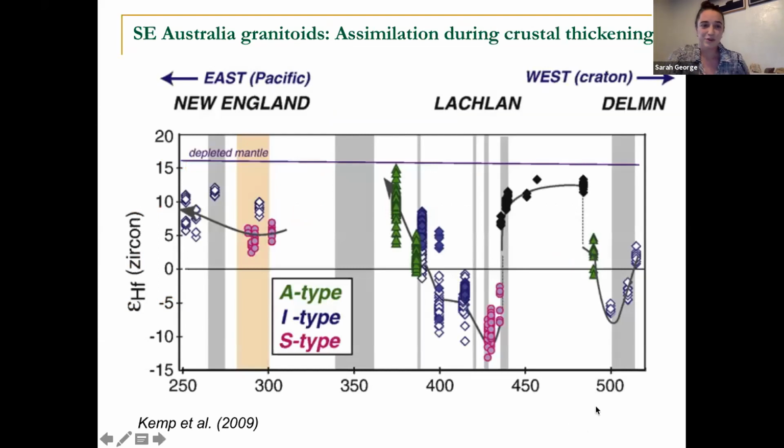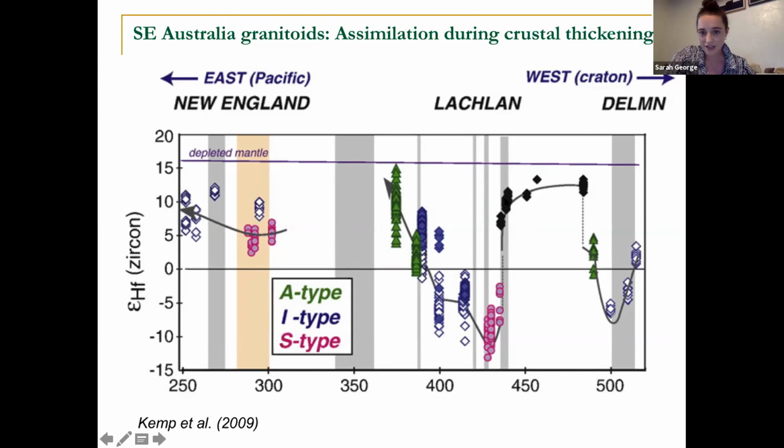Okay, so here's an example from Southeast Australia. This is a really cool example to me. What they see here is along this margin from roughly 500 Ma to 250 Ma, they see these strong oscillations in hafnium space. So at 430 Ma, they see what we would call an isotopic pull down. And then gradually from 440 up to 350, we see an isotopic pull up.